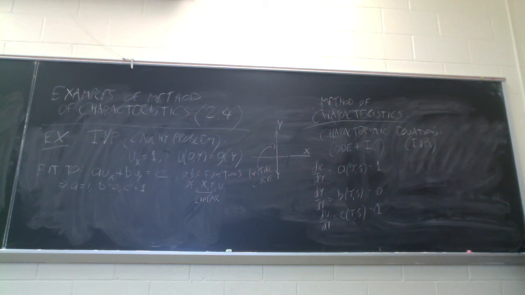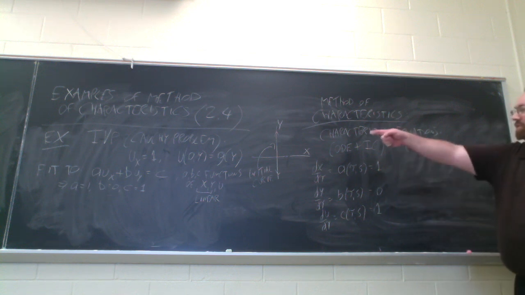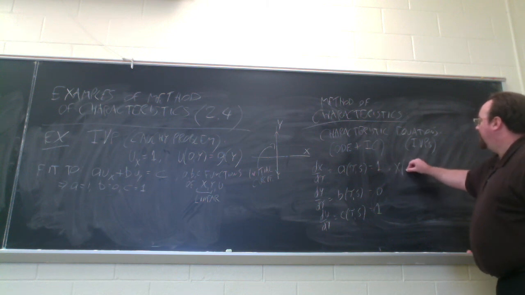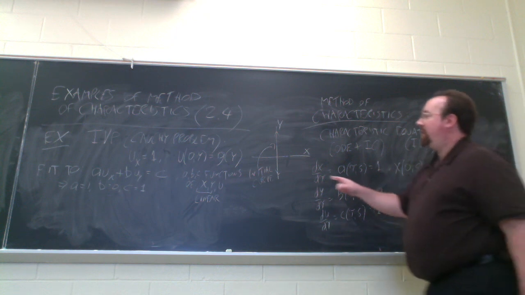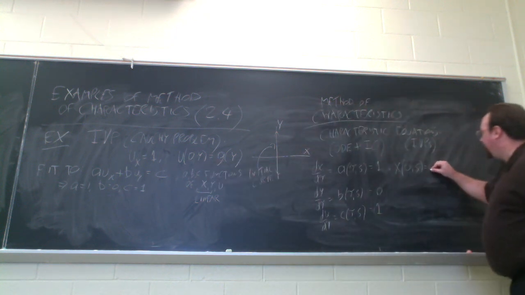Then you get the initial conditions of these characteristic equations from the initial condition from your PDE. So when tau is equal to 0, well, for an initial condition, x is always 0. So that's what we put here.